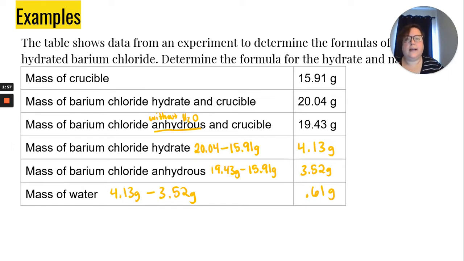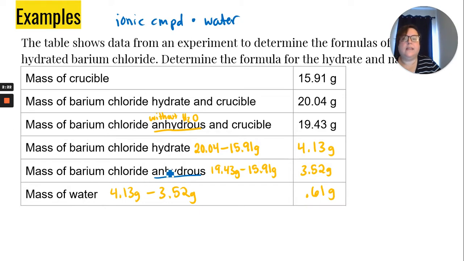There's two parts to a hydrate, right? You have the ionic compound, dot, and then you have the water. So we need the mass of the ionic compound, find moles. We need the mass of the water, find moles, and then we can get the ratio of the two of them. The ionic compound then, without the water, is the anhydrous.